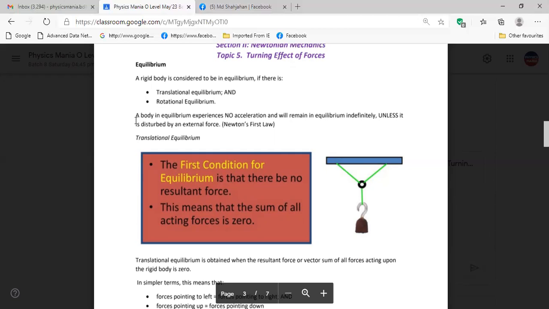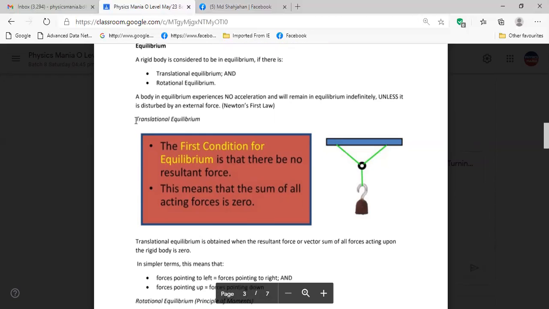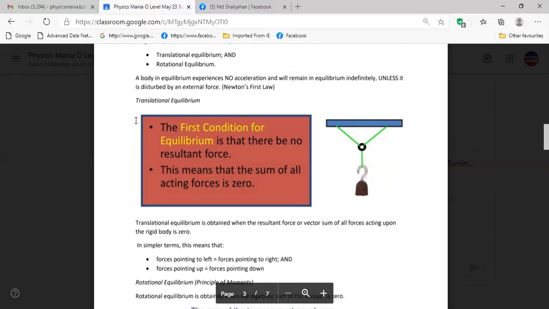Translational equilibrium. The first condition for equilibrium is that there will be no resultant force. This means the sum of all acting forces is zero. Translational equilibrium is obtained with the resultant force or vector sum of all forces acting upon the rigid body being zero. In simple terms, forces pointing to the left equal forces pointing to the right, and forces pointing up equal forces pointing down.